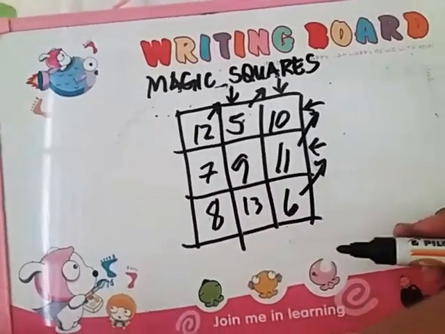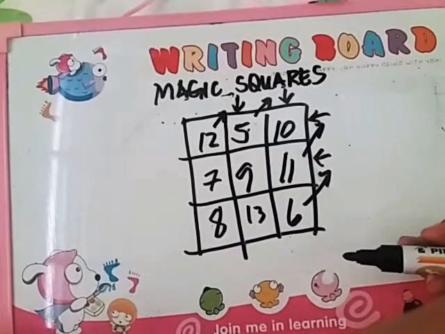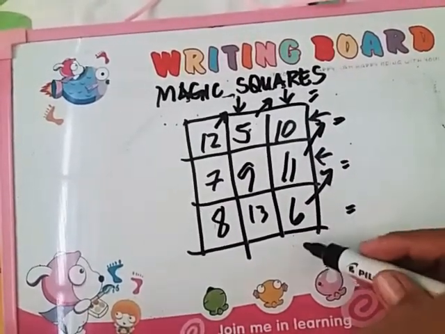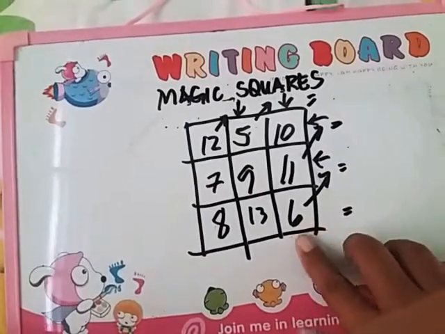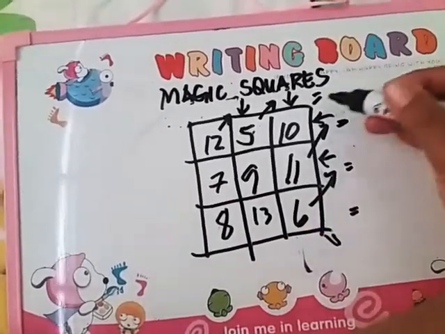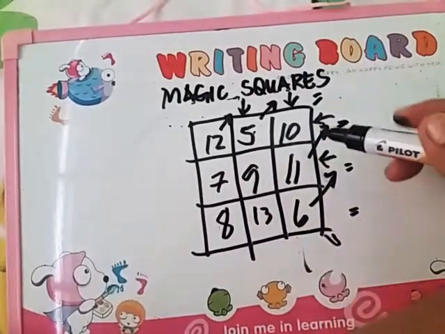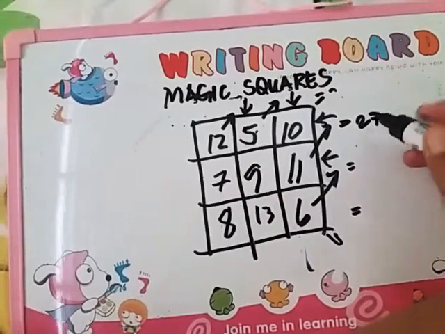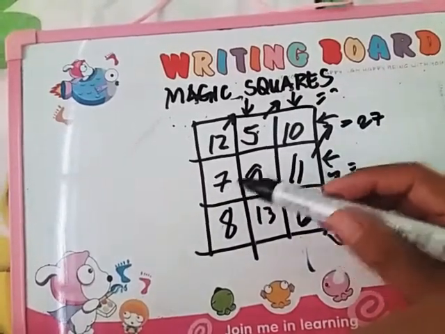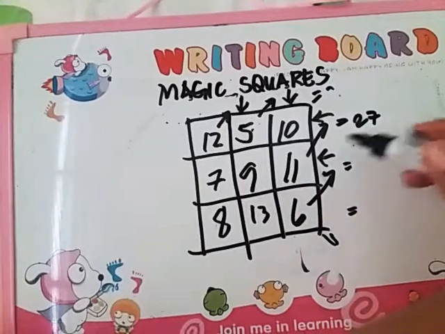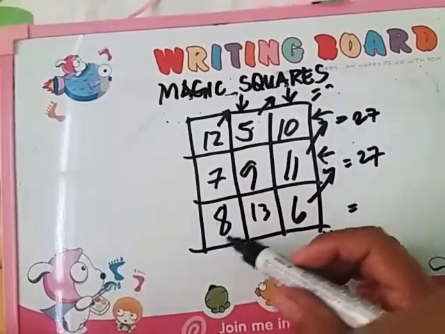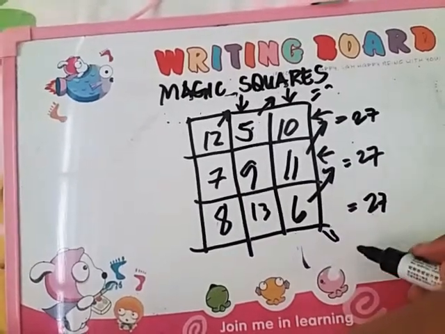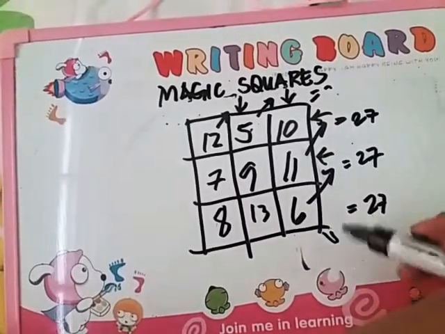So let's see if the sum of the diagonals and the vertical lines and horizontal lines are equal. So 12 plus 5 is 17 plus 10 is 27. 7 plus 9 is 16 plus 11 is 27. 8 plus 13 plus 6 is equal to 27.